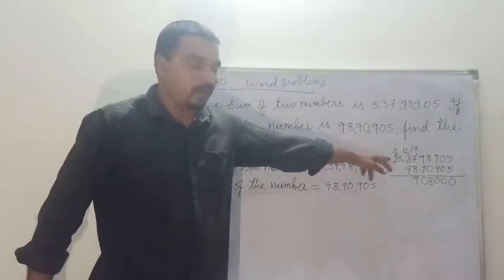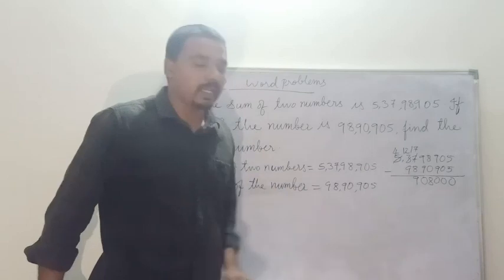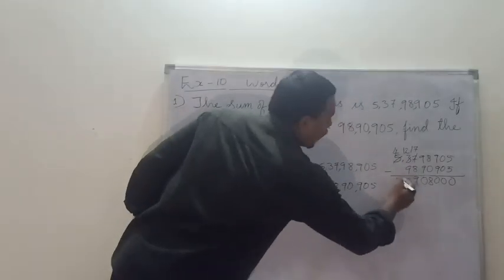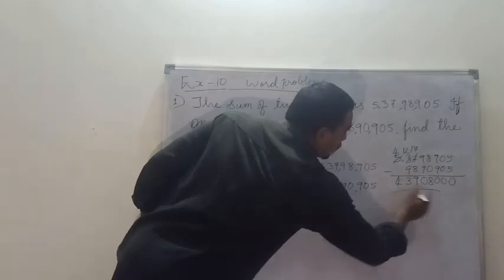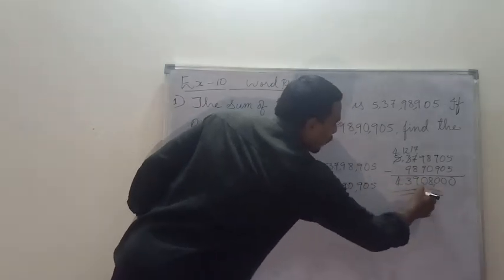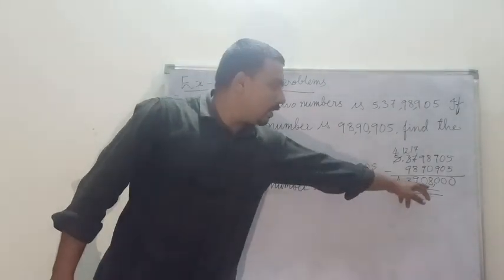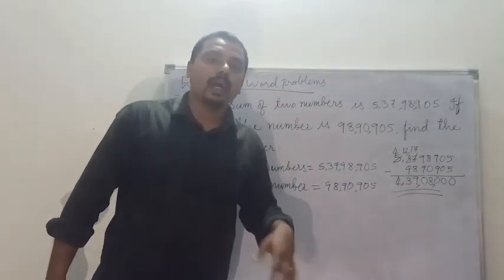4 will be remaining. Okay. So 12 minus 9 is equal to how much? 3. And here it is 4. So this is the difference. Okay. 4 crore 39 lakh 8,000 is the other number.